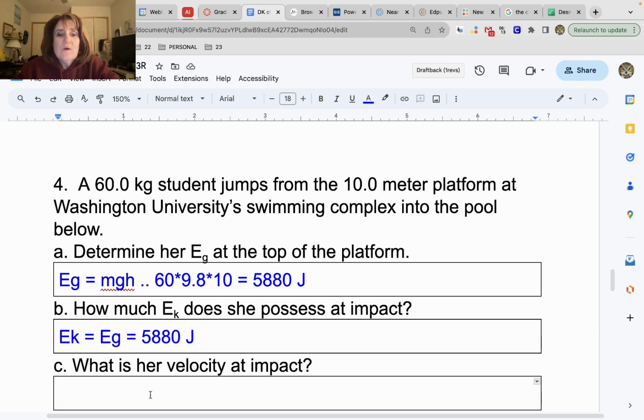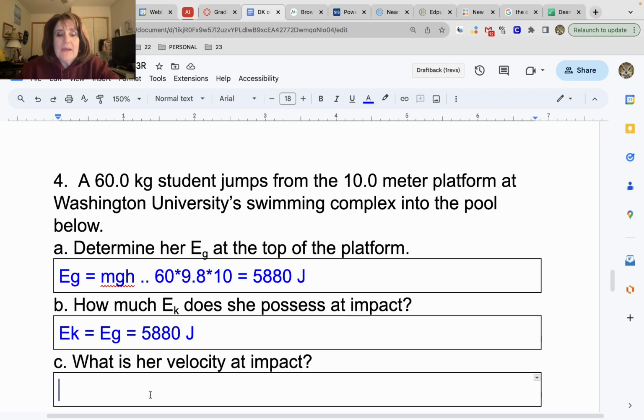Part C says, what is her velocity at impact? Velocity, remember, is the square root, and you can do this one of two ways. If you have programmed your computer to do square root, otherwise just type SQRT, 2EK divided by M. So we want the square root of 2 times 5880 divided by 60.